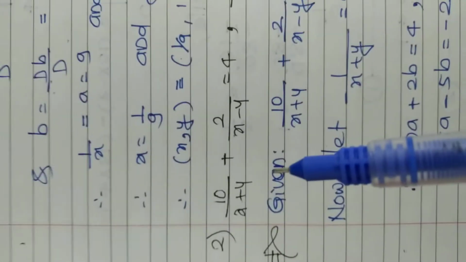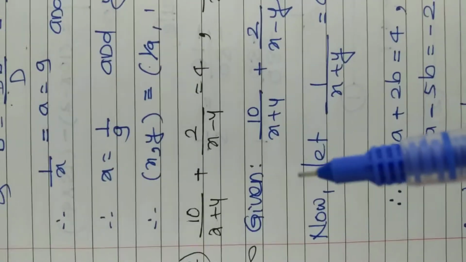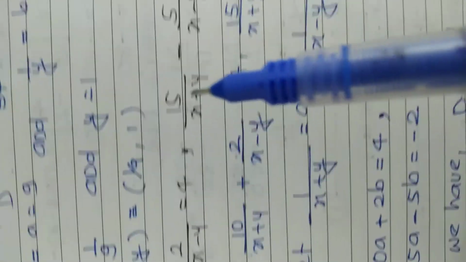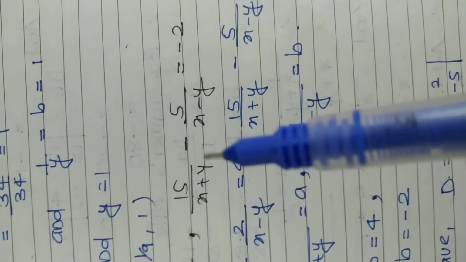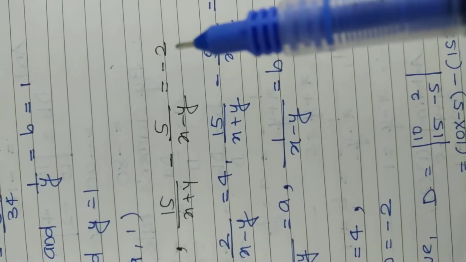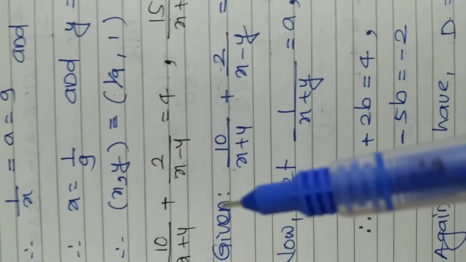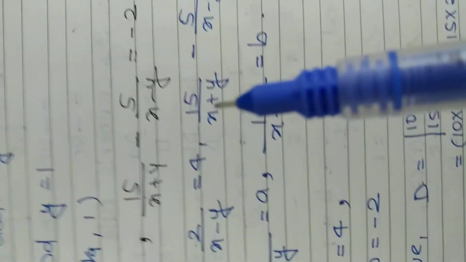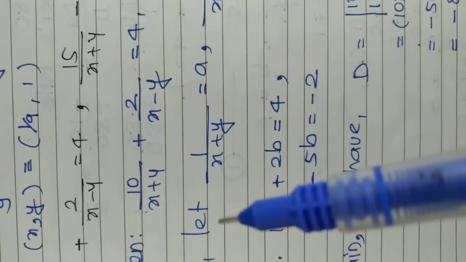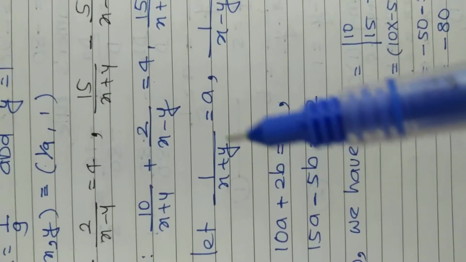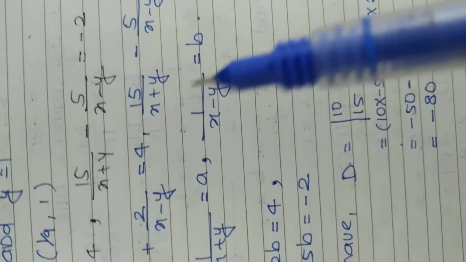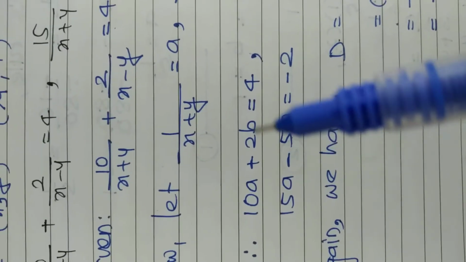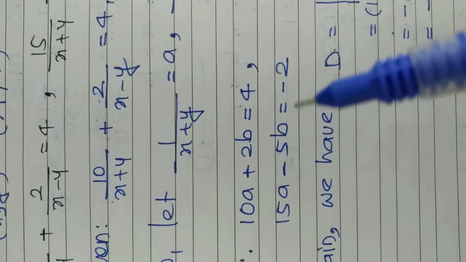Now another one, just calculations are important. This one question may be asked in the exam for 3 marks. 10 upon x plus y plus 2 upon x minus y equals 4, and 15 upon x plus y minus 5 upon x minus y equals minus 2. So in between these two equations, 1 upon x plus y and 1 upon x minus y are common. So just replace by means of another substitution. Let 1 upon x plus y equal a, and 1 upon x minus y equal b. So those equations become 10a plus 2b equals 4, and 15a minus 5b equals minus 2.